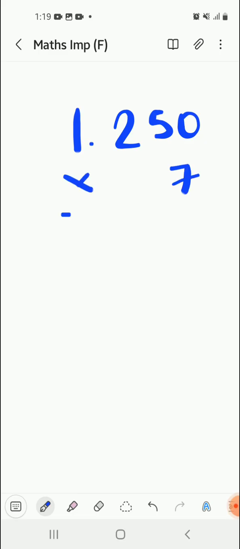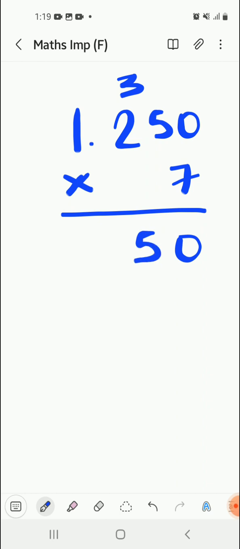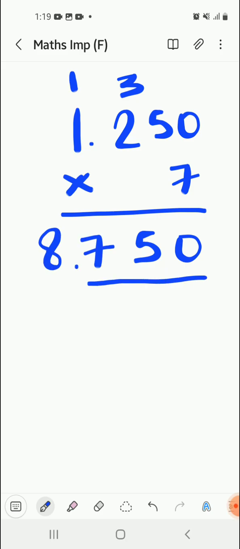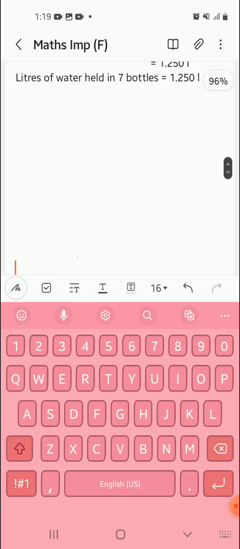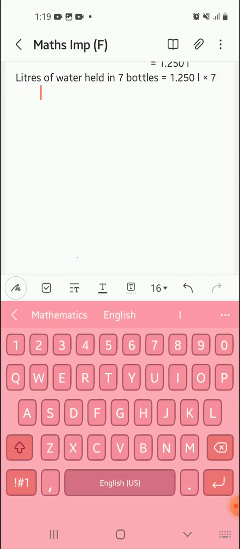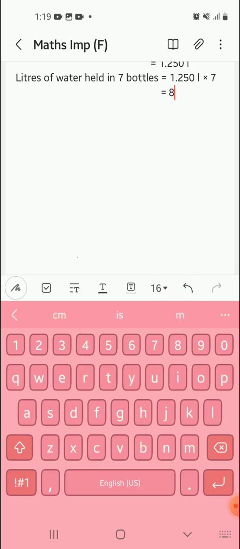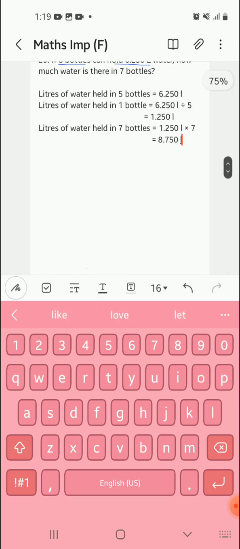1.250 into 7. 7 into 0, 0. 7 5 is 35. 7 2 is 14. Plus 2 plus 3, 17. 7 1 is 7 plus 1. Decimal place is 3. So my answer is 8.750 liter. Always keep in mind, as I always say, that your answer must be in the same unit as given in the question. So it will be in liters, until and unless you're asked to find out the answer in something else. So it is 8.750 liter. That is it.